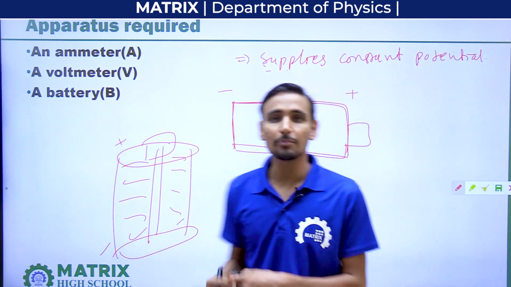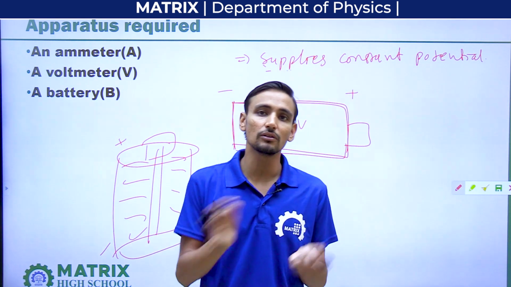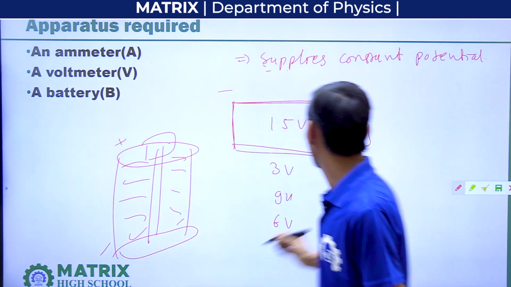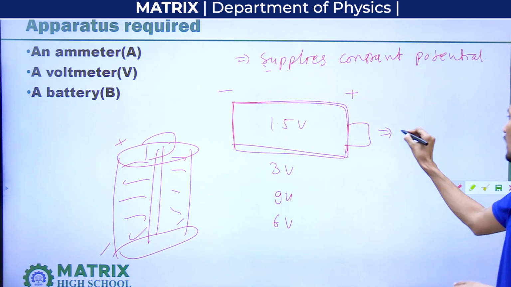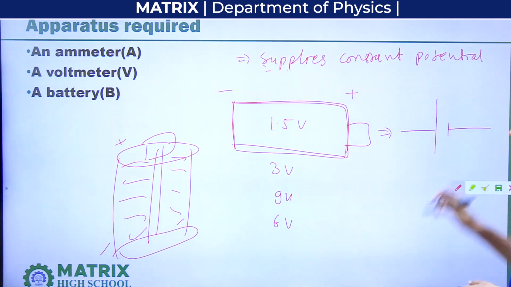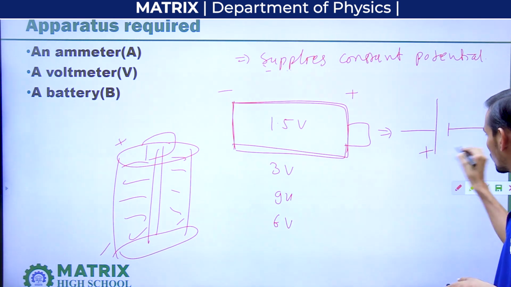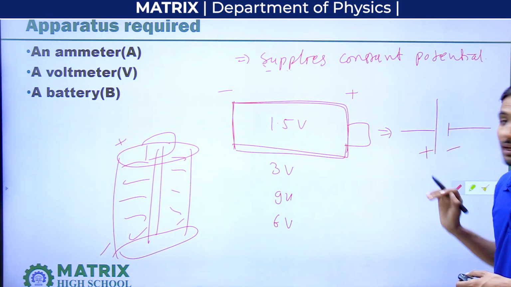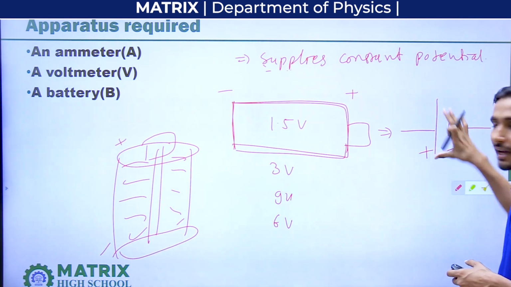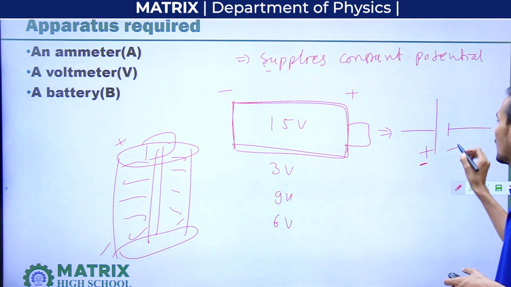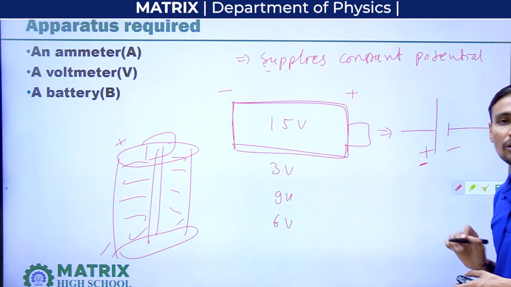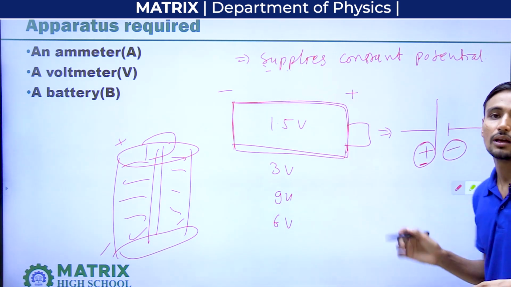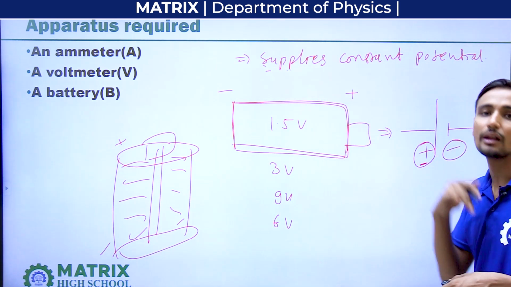So a battery supplies constant potential across the circuit in which it is connected, and its symbol is this. This is two straight lines, one bigger and one smaller. The length which is bigger in size is the positive terminal, and the length which is smaller is called the negative terminal. So both terminals are shown by two lines, one small and one large.